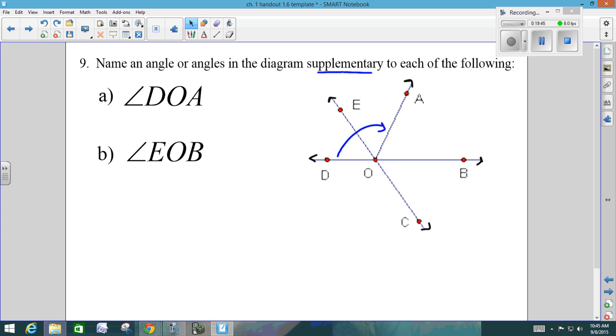Nick, supplementary, add up to 90 or 180. Okay, so am I looking for a corner or a straight line? What other angle with DOA makes a straight line? You say EOC? Okay. So if I connect angle AOD and EOC, will those two together make a straight line? Didn't EOC make its own straight line? Okay. I need to find an angle with that one, like I could connect them and make a line.